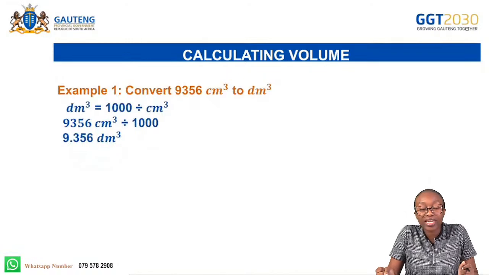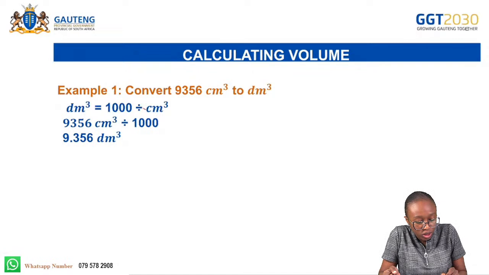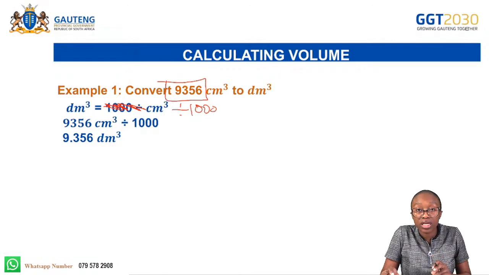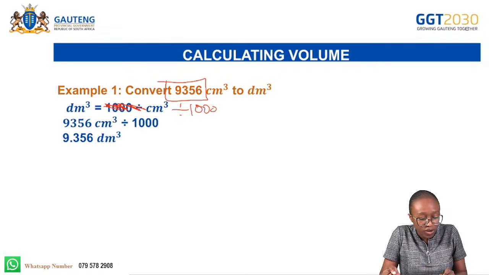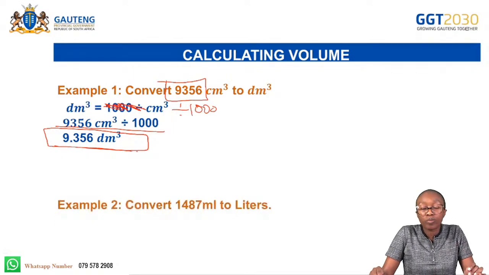Now, let's convert 9,356 cubic centimeters to dm cubed. So what do we do? dm cubed is equal to the cubic centimeters divided by 1,000. What are the cubic centimeters? It's 9,356 cubic centimeters. So you divide it by 1,000 and you end up with 9.356 dm cubed.